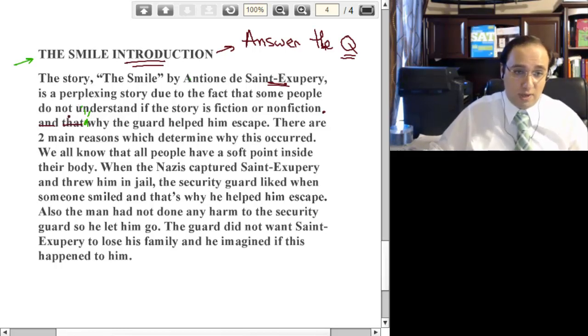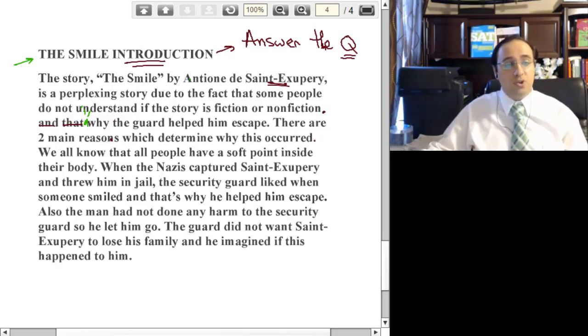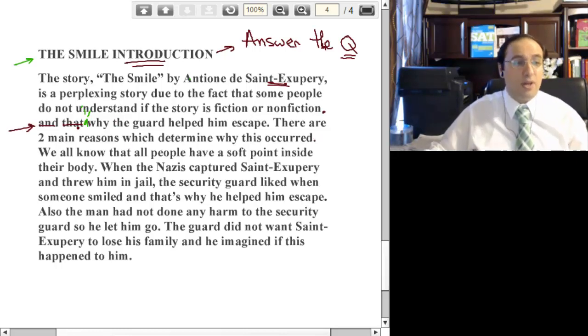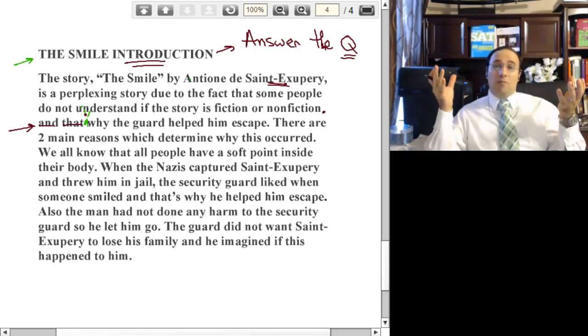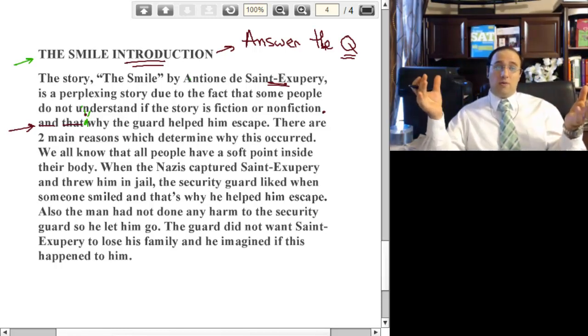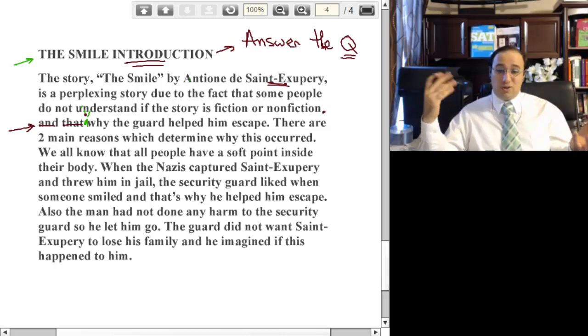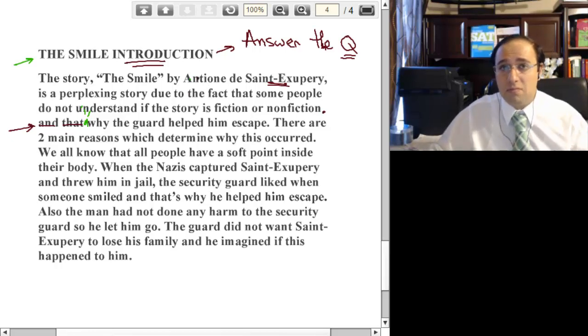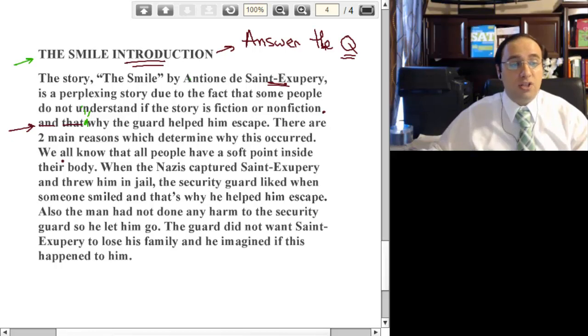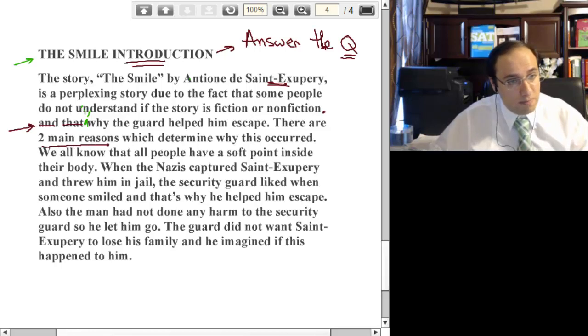So I need another pronoun here. There are two main reasons. Let's just stop here for a moment. Of course, here it doesn't really make sense because some people disagree on whether this story is fact or fiction, whether it's fiction or non-fiction. That's why the guard helped him escape? How is this a reason to that? Okay. There are two main reasons which determine why this occurred. Okay, great. So I have here two main reasons.